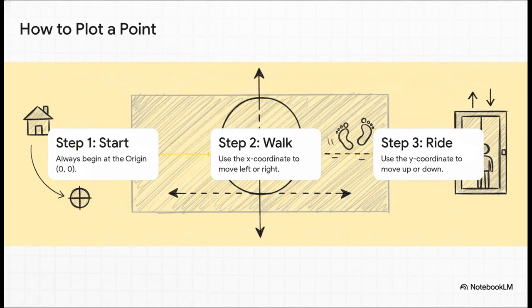Okay, so here's the super simple 3-step recipe for finding any point on the plane. Ready? Step 1, you always start at the origin, right at (0, 0). Step 2, you look at the first number, the x number.